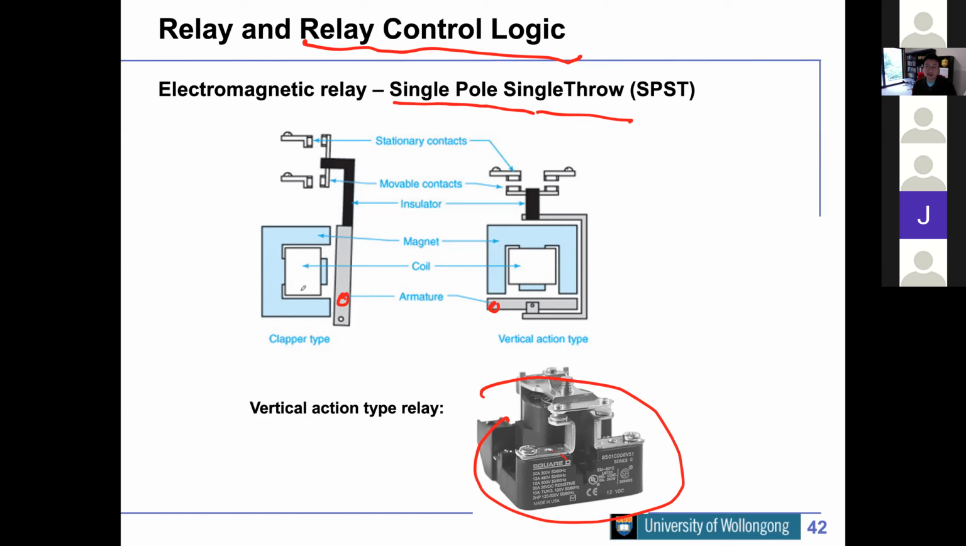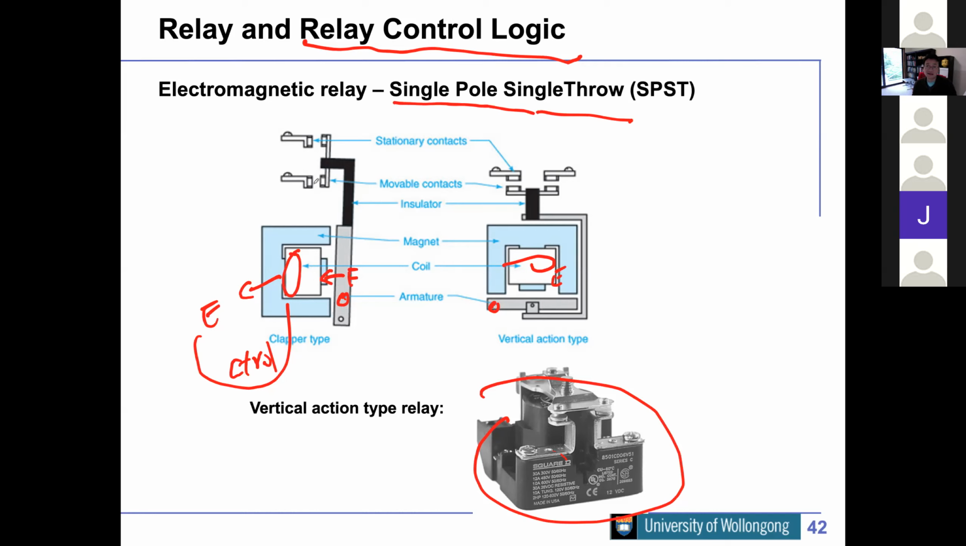How the relay works is that you have a coil. You have an electrical signal go through and connect to the control circuit. That's your control terminal. If you put current through this coil, you generate magnetic force, and this armature, which is normally made of steel, has a force pulling it toward the coil.